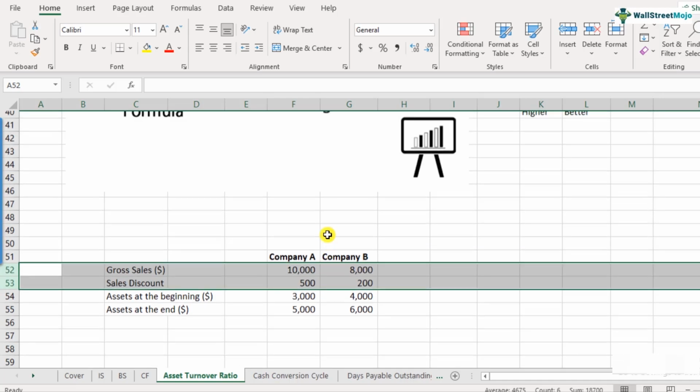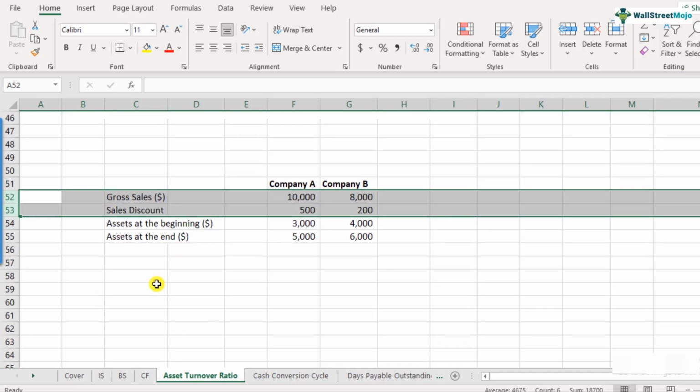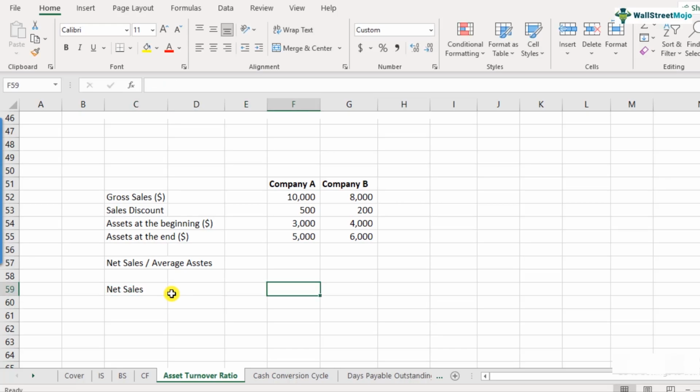So, what's the formula for asset turnover ratio? The formula is net sales divided by average assets. All right. The first step will involve calculation of net sales. So what is the net sales? As we discussed earlier, net sales is gross sales minus the sales discount. So here for company A, it will be 10,000 minus 500.